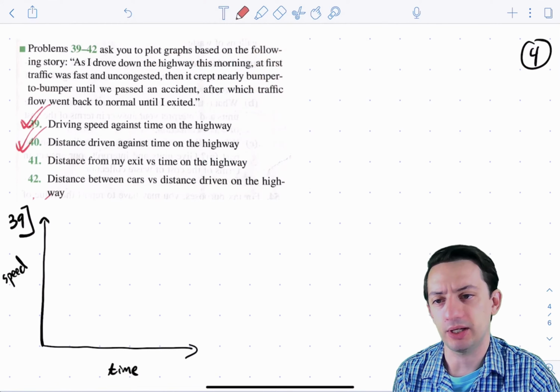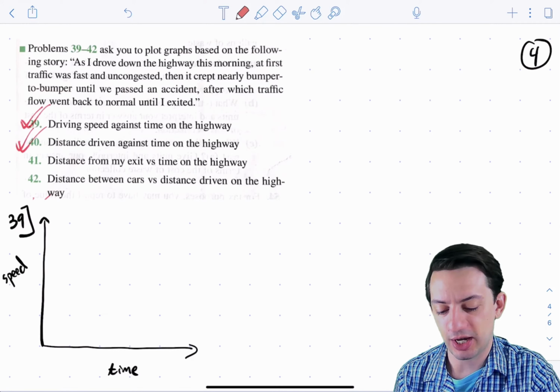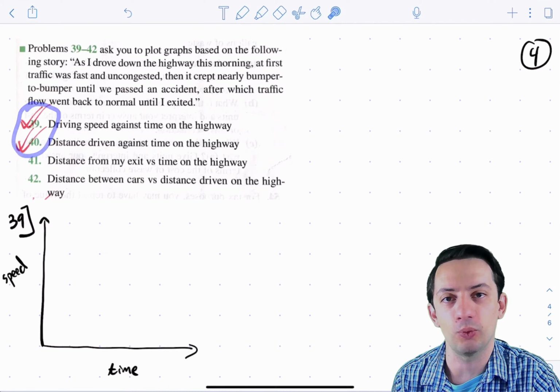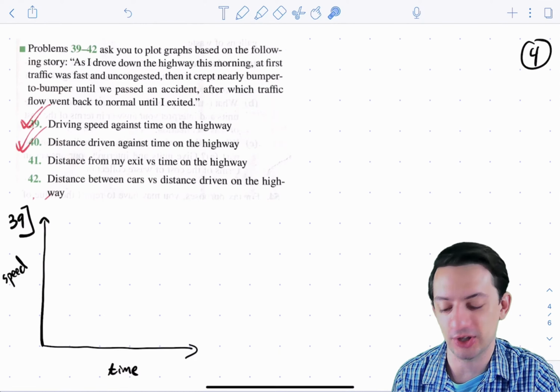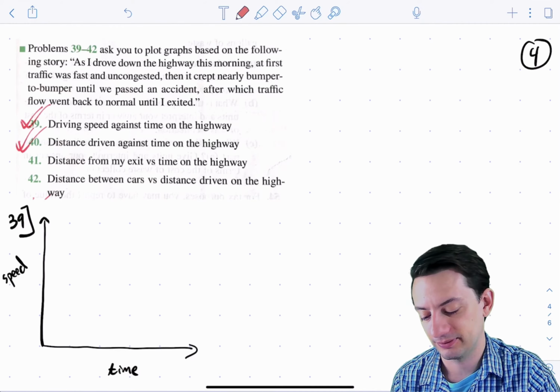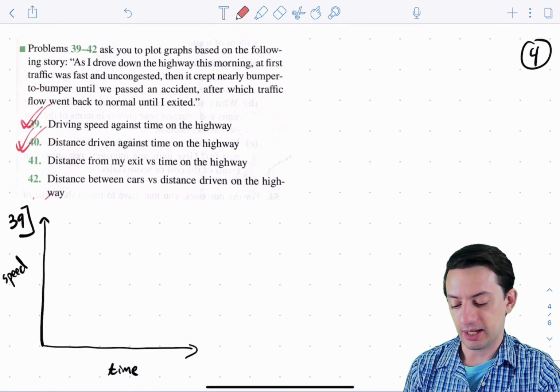So let's think about what's happening here now. And by the way, these check marks that you see in some problems, that's just from whatever professor had the book before me. So the check marks don't mean anything. You can ignore those. Driving speed against time.